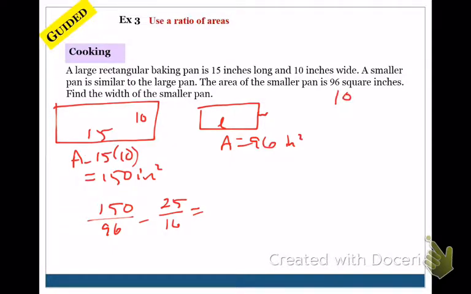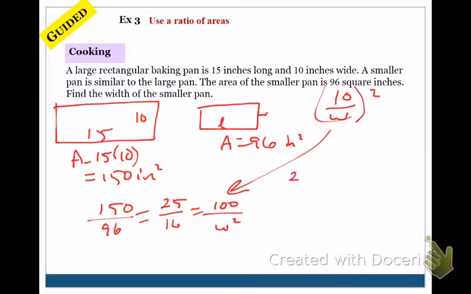And since we want to find the width of the small pan, that would be 10 to W, and that's as reduced as we can get. But then we have to square it before we put it down into here. So we go 100 over W squared, because remember, areas, when you compare them, are equal to the scale factor squared.